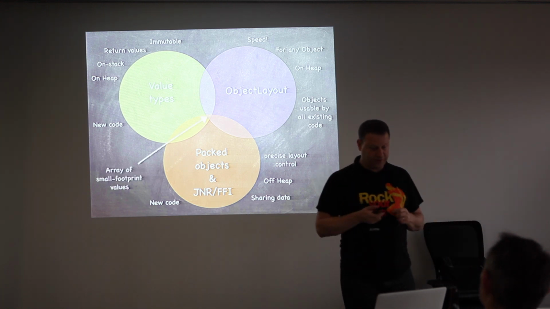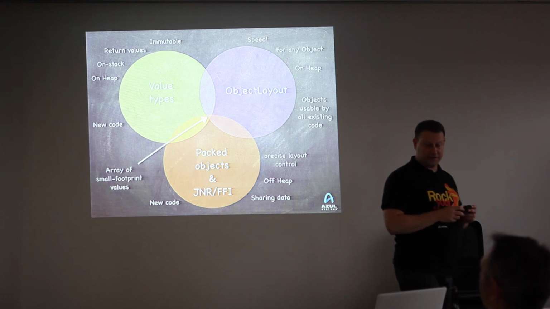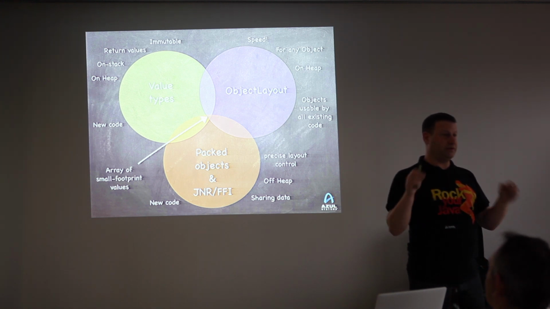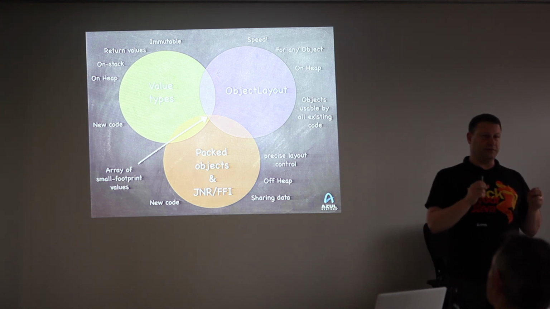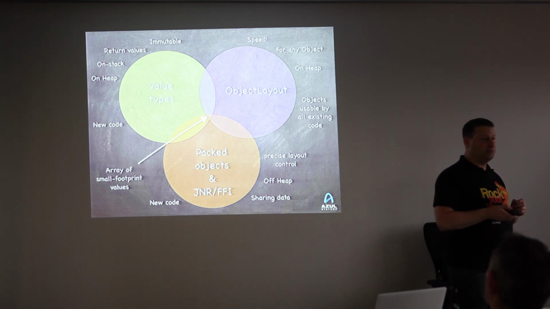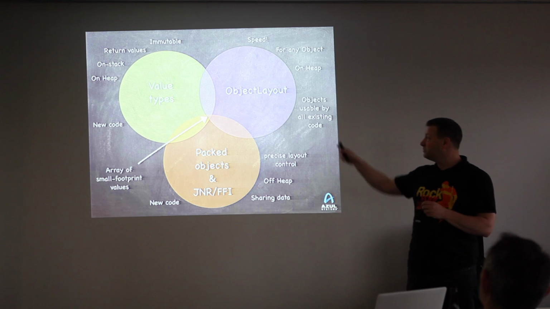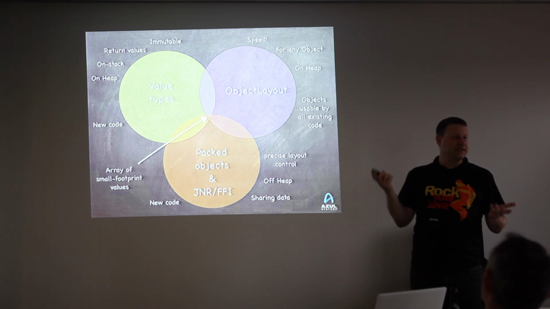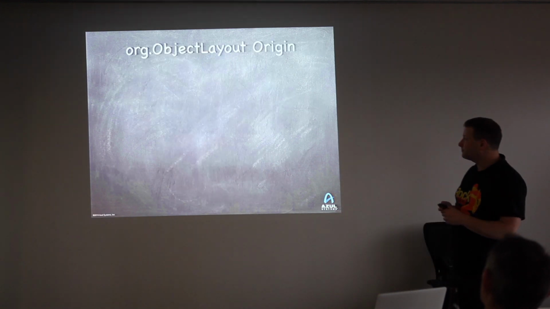The overlap is over here. In all three things, I can make an array of small footprint things. Whether they're an array of points that have x, y that are mutable, immutable, or other things. You could probably express them in all ways, but that's not the key example.